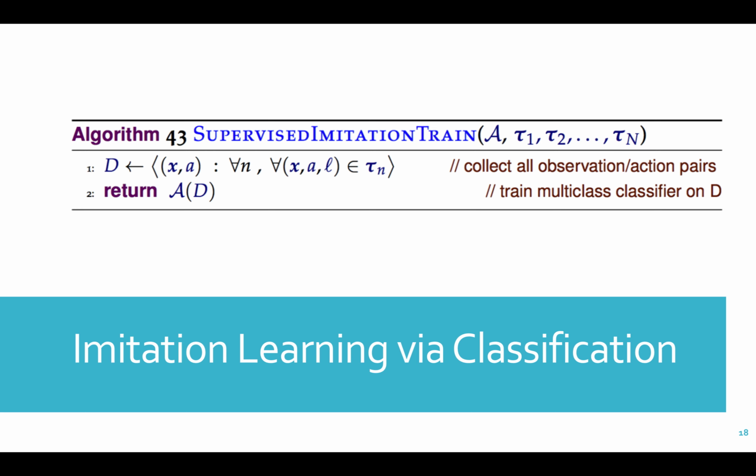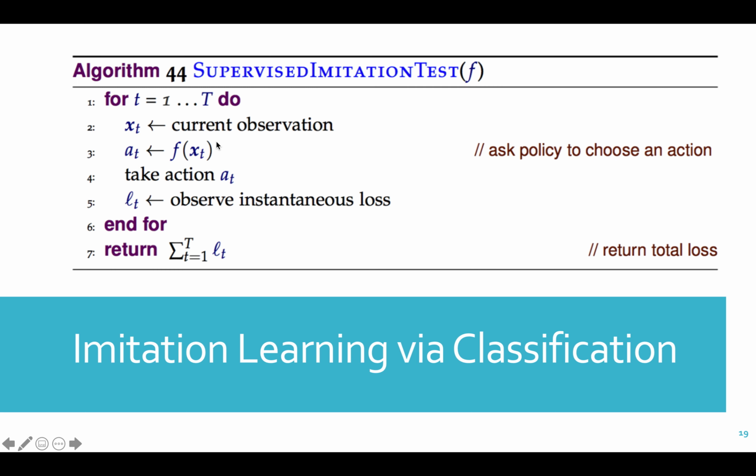Now, how do we actually test? Well, we run through time steps, right? And we take our current observation and then we use the policy that we trained and predict an action. And then we take that action, we observe a loss, and then because of that action, we have a new observation and we move on from there.